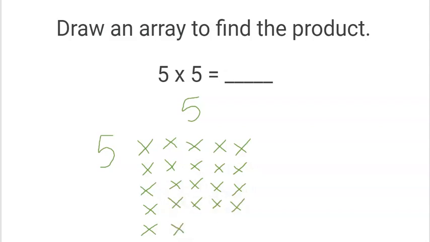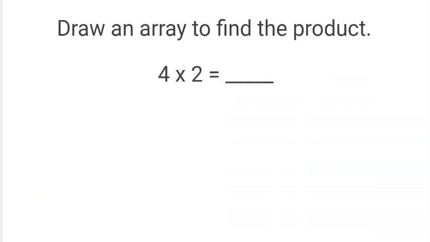And we know how to count by 5, so we can just go ahead and count by 5. So we have 5, 10, 15, 20, 25. So the product of 5 times 5 is 25. Pretty simple. Let's go ahead and try another example.